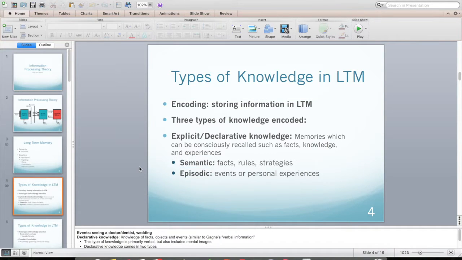Now, semantic is facts, rules, strategies. That's like saying, I know that I have to drive on the right side of the road. That's semantic knowledge. That's just a fact. I know the sky is blue. Episodic knowledge is saying that you know what happened yesterday to yourself. You know what you ate for breakfast yesterday because you lived it, right? You have memories of actually completing something. Semantic knowledge is just a fact. Episodic knowledge is like a TV episode replaying in your head.